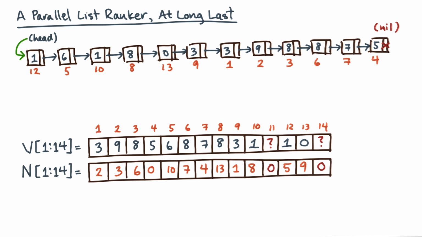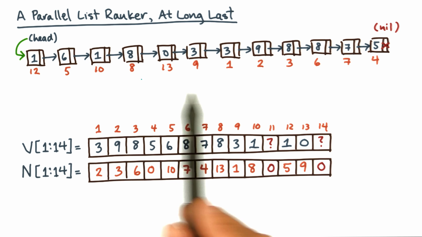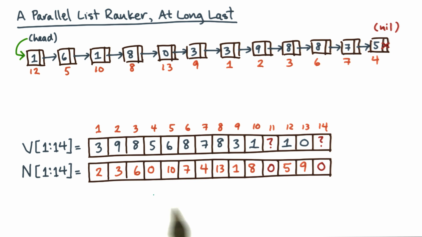Let's recap what you've done. You've replaced the conventional linked list representation with one based on arrays. With that, you're now ready to go parallel. To help you do that, I'm going to give you a handy primitive called a jump.